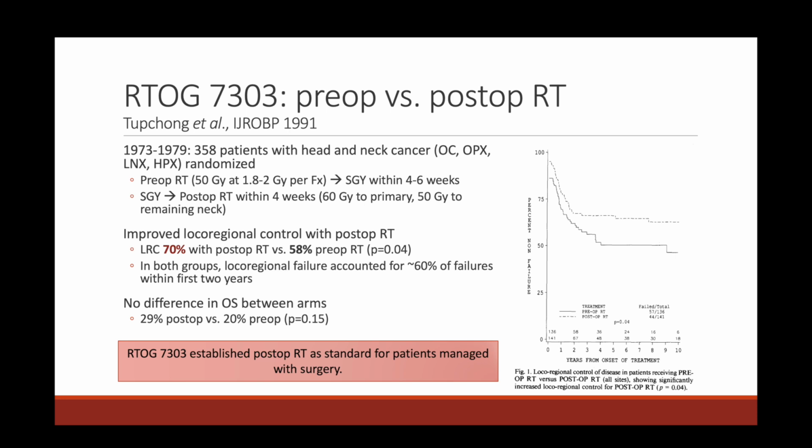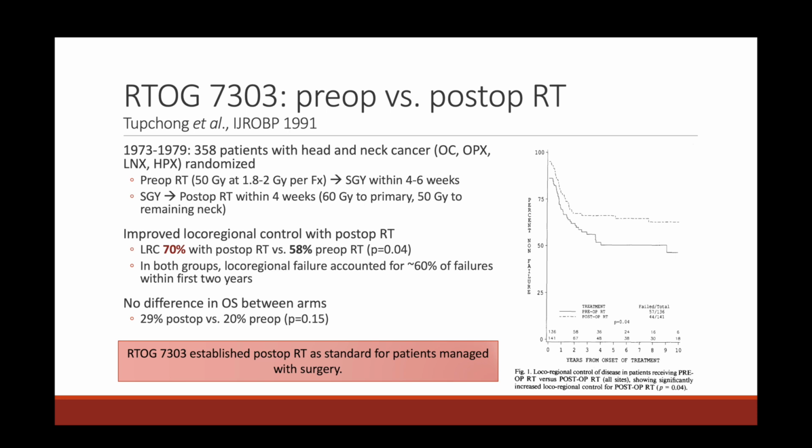And remember, this trial was started in the 70s, so they were not using IMRT, and so they were using kind of a sequential boost with 3D planning. So 50 gray to the low risk volume and then 60 gray boost to the primary. What they found is that there was significantly improved local regional control with postoperative radiation. So the local regional control was 70% with postoperative radiation versus 58% with preoperative.